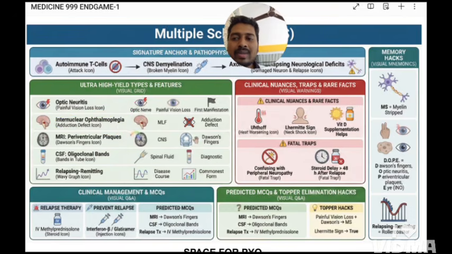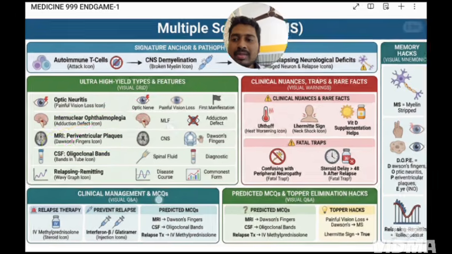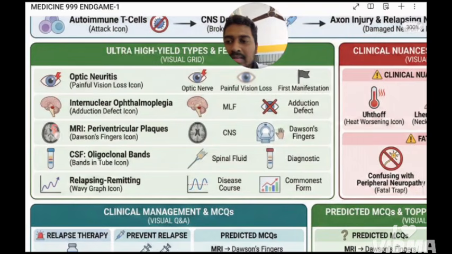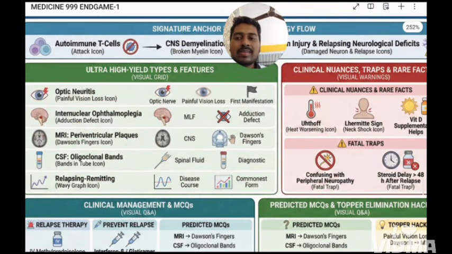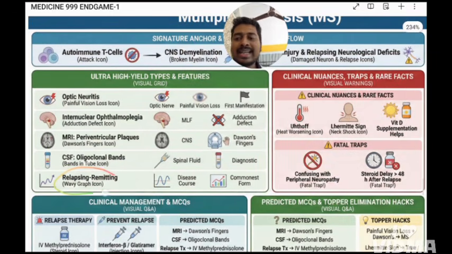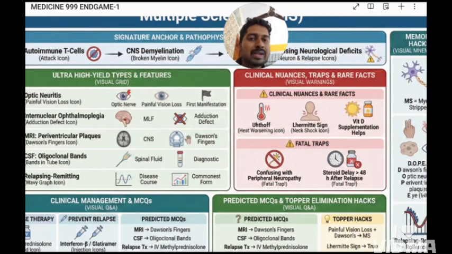Next, important on MRI, you will get this Dawson's finger appearance. You see here, these are Dawson's fingers. Dawson's fingers appearance occurs because of periventricular plaques in the CNS. That is an MRI finding. Next, when you do CSF, you will find oligoclonal bands. You will find these separate bands when you test. That is known as oligoclonal bands, which occur in multiple sclerosis. And next, a relapsing remitting course is characteristic, which means it will go into relapse and then again it will come again. This relapsing remitting course is the commonest form of multiple sclerosis.